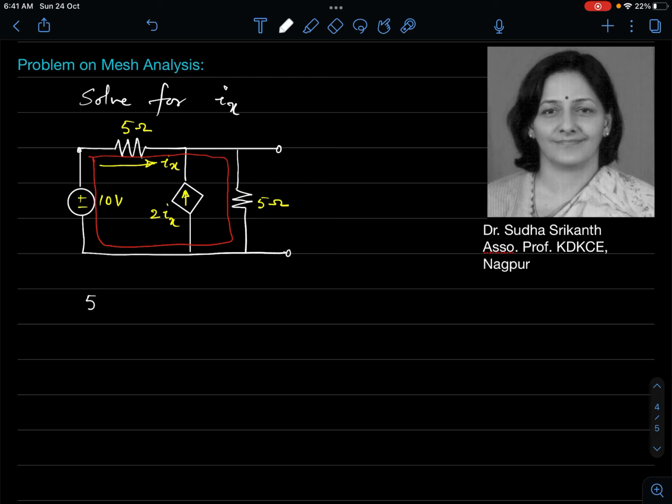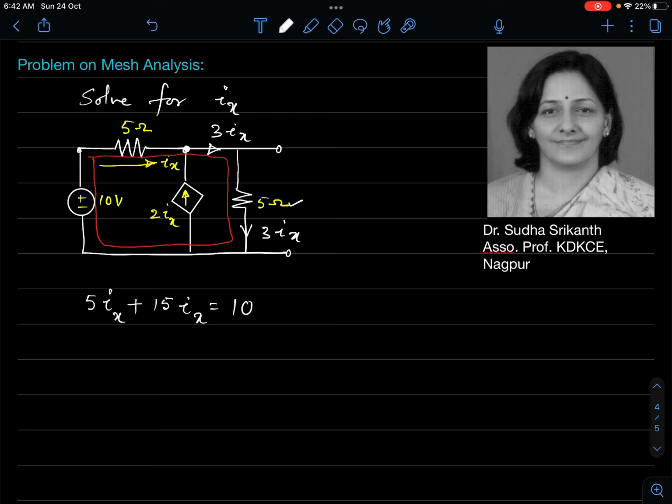It is 5 times Ix, the potential difference across the 5 ohm resistor. Now I have this 5 ohm resistor here again. What is the current through this 5 ohm resistor? To find it out, I'll apply KCL at this junction. What is the current here? It is the sum of the two currents, 2Ix plus Ix. This is 3Ix. Obviously, this 3Ix has to flow through this path. Now I will write this as 5 into 3, that is 15 into Ix, and that's equal to 10 volt.